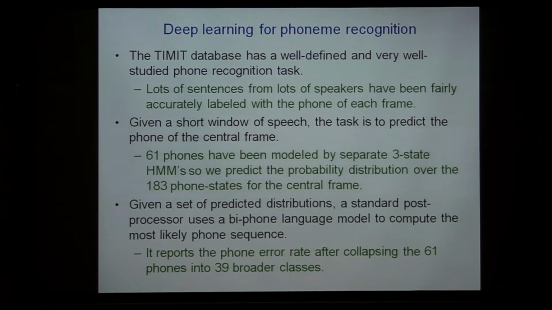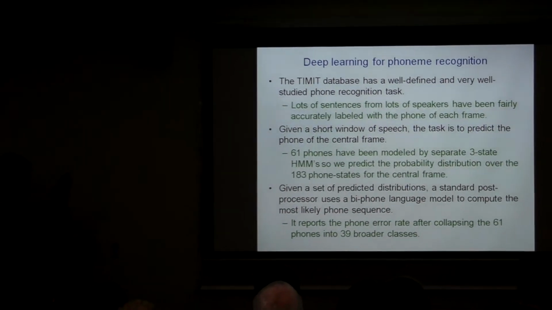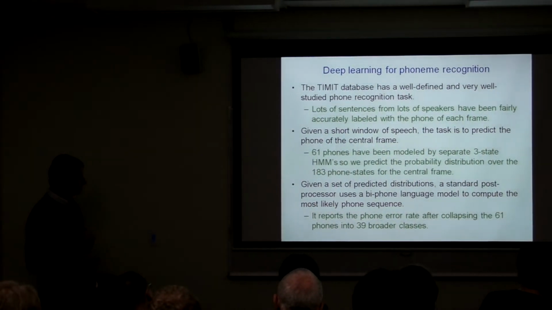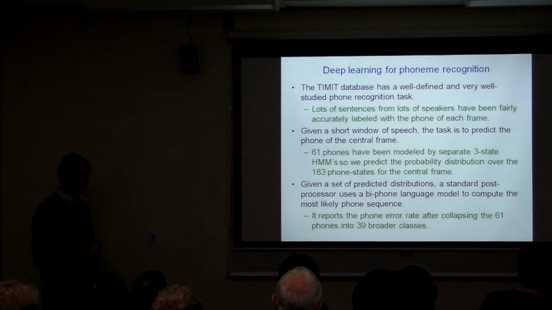Using those, now let's do a bit of speech recognition. The speech recognition people have a very nice, rather old, but very nice database with a very well-defined phone recognition task. You're given a short window of speech and you have to predict the phone of the central frame. Actually, each phone has a 3-state HMM model, so there's a beginning, a middle, and an end of a phone, and you have to predict for the central frame which phone it is and whether it's the beginning, middle, or end. So there's 183 things you have to predict probabilities over.